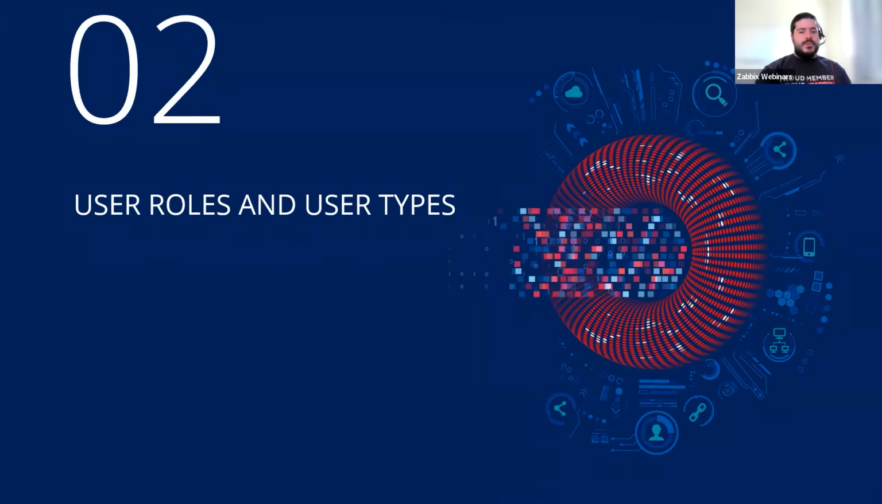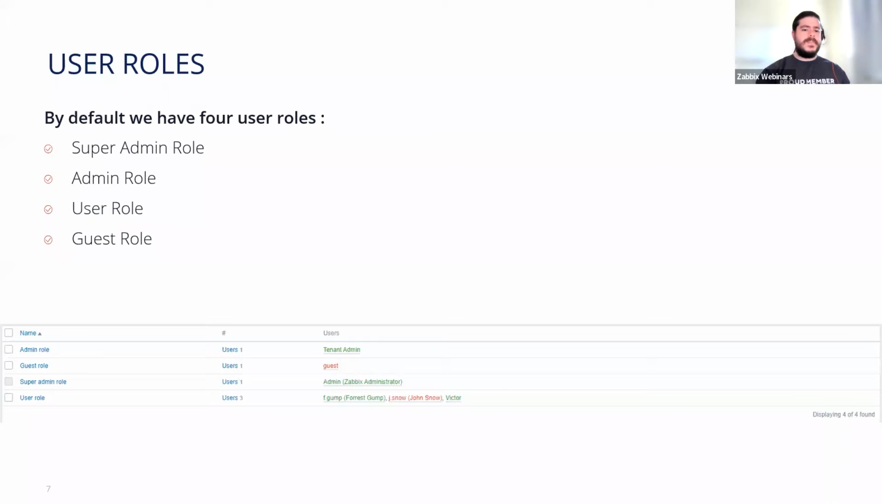So how does it work? How do we achieve the permission granularity? Let's take a look at user roles and user types. Well, the user role assignment was introduced in Zabbix 5.2, providing to the Zabbix administrators the possibility to customize the user's access permission in a more granular way. By default, Zabbix is configured with 4 user roles, which have a predefined set of access permissions. So we have here the super admin role, the admin role, user role, and guest role. Those come out of the box pre-configured.